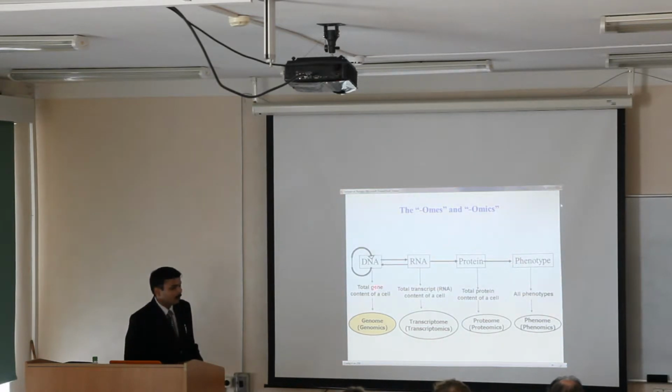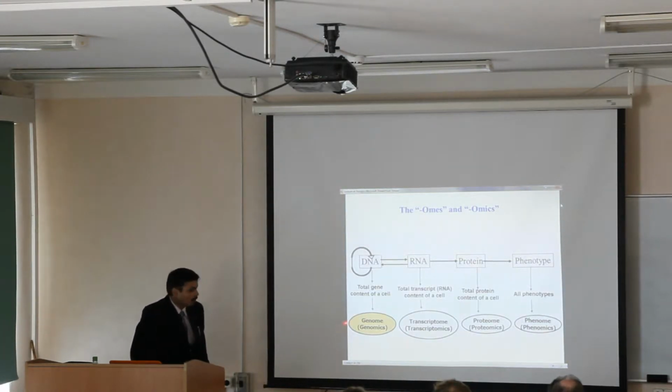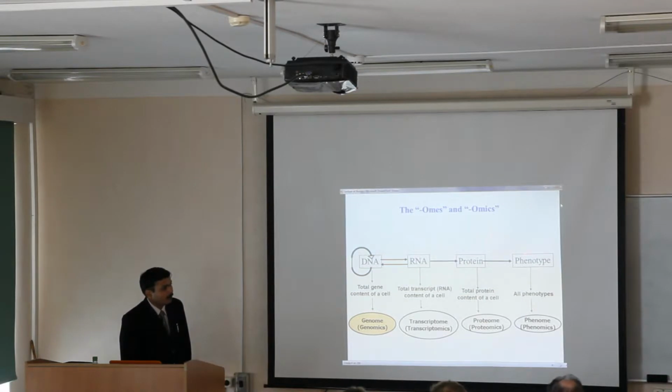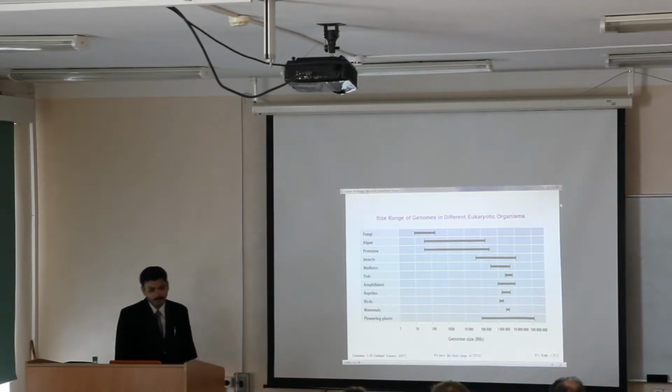The total gene content of a cell is called the genome, and the study of the genome is called genomics. The total number of transcripts present inside a cell is called the transcriptome, and the study is called transcriptomics. The total protein content is called the proteome, and the study of proteins is called proteomics. And finally, all phenotypes together constitute the phenome, and it leads to phenomics. This is the era of genomes and genomics.